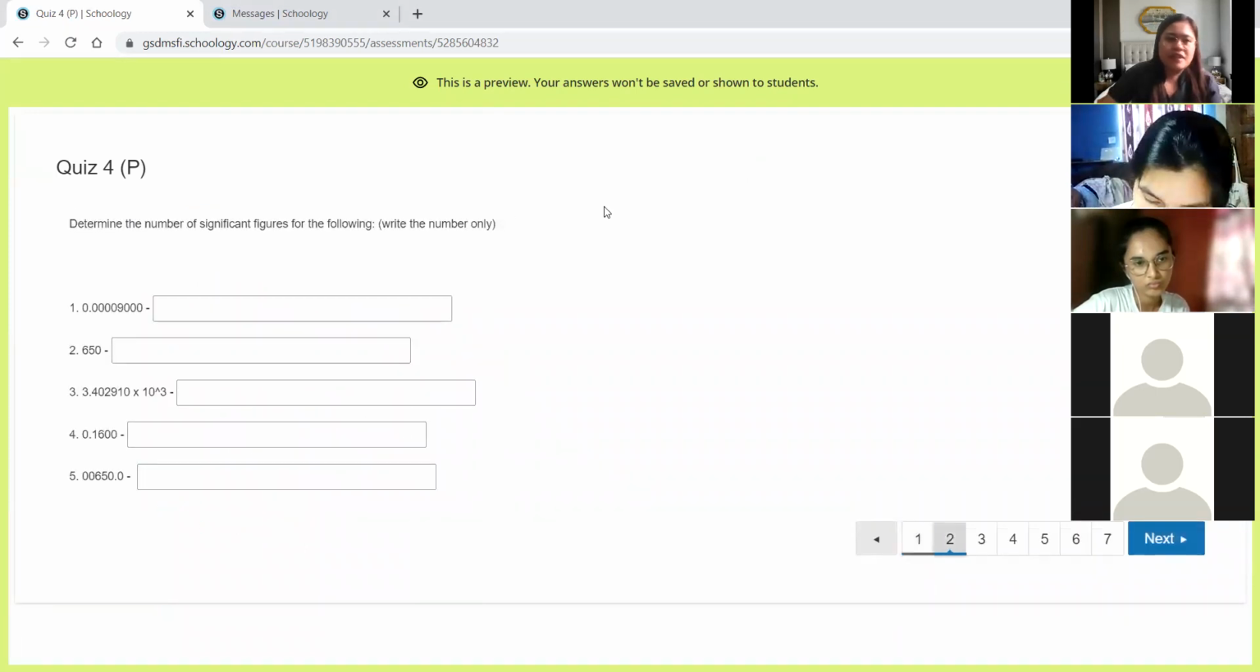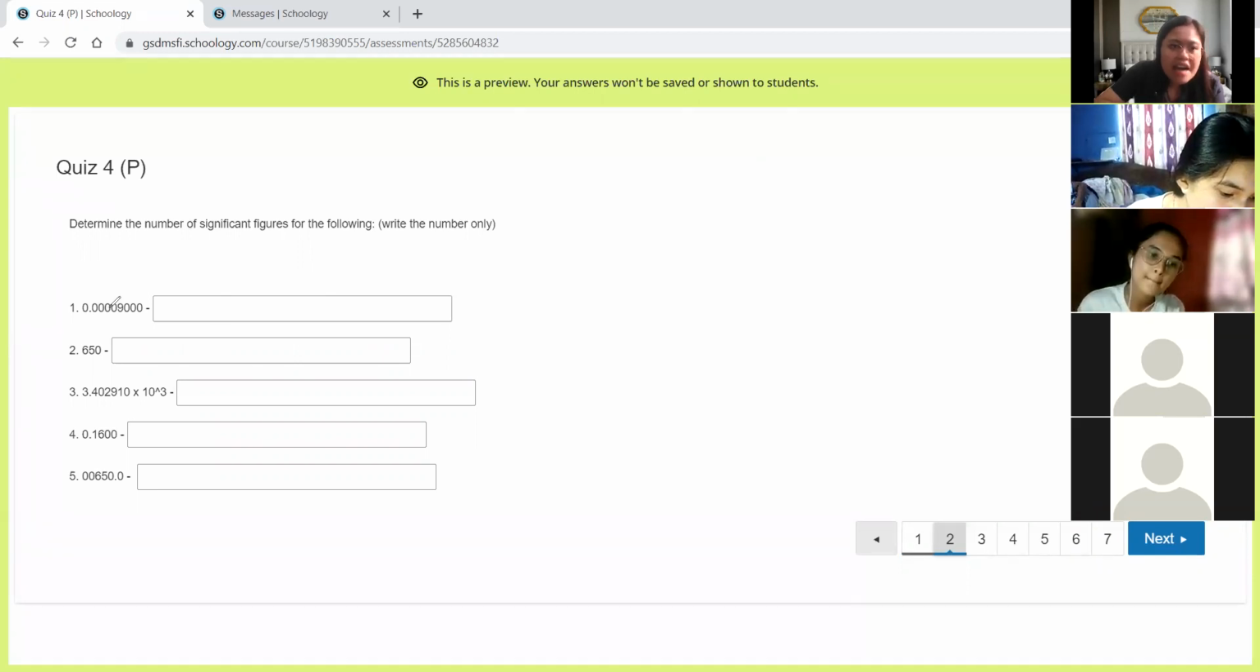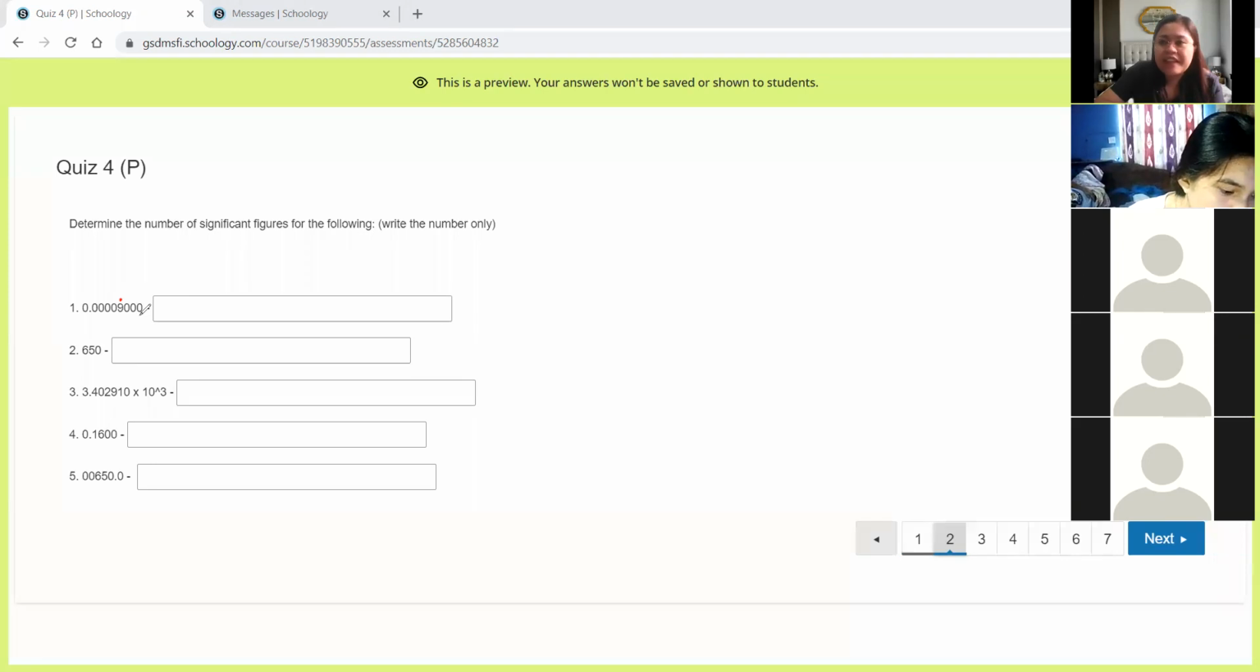So next one, determine the number of significant figures for the following. I have an instruction here: write the number only. No need to write the SF or the significant figures. So for number 1, all leading zeros are not significant, so these are not included in the counting. We will start here at 9. And then we have 3 trailing zeros. They are considered significant because of the presence of the decimal point. So we will include them in the counting. So for number 1, the correct answer is 4.